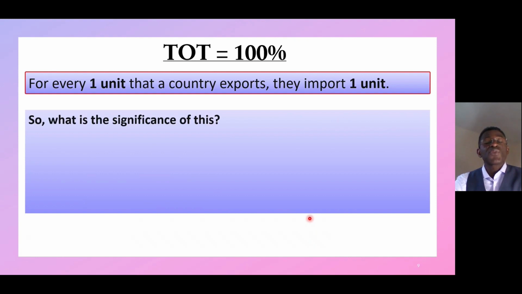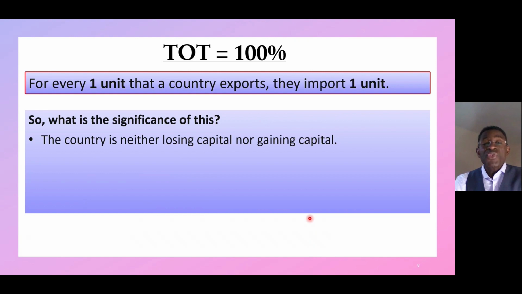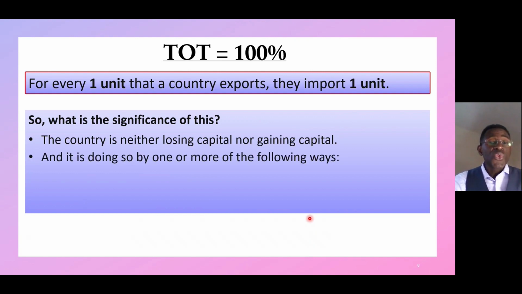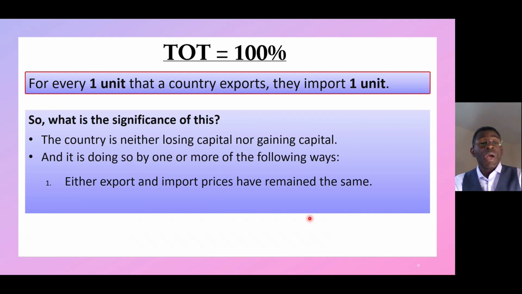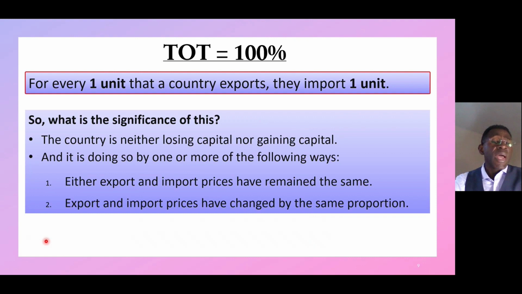What is the significance of this? It means that the country is neither losing capital nor gaining capital, and it is doing so by one or more of the following ways. Number one, export and import prices have remained the same. And two, export and import prices have changed by the same proportion.